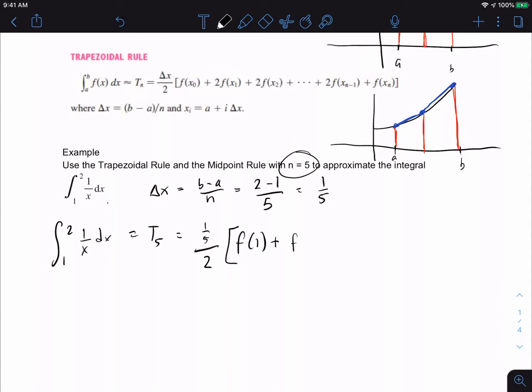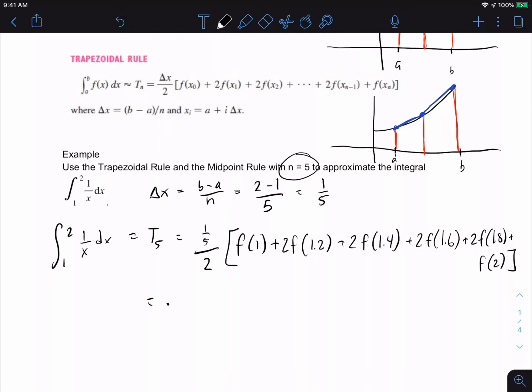So my next point is going to be 2 times f of 1.2 plus 2 times f of 1.4 plus 2 times f of 1.6 plus 2 times f of 1.8, and then I'll just do this one down here, f of 2. Right? Because that's the endpoint on the far side. So when we go to do this, 1/5 divided by 2 is the same as 1/10. 1/10 is the same as 0.1.